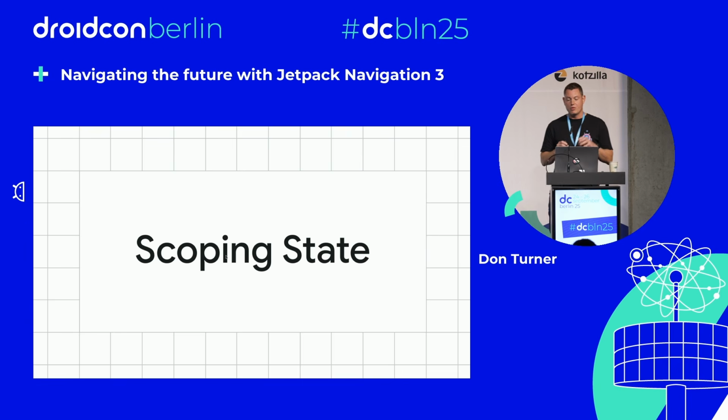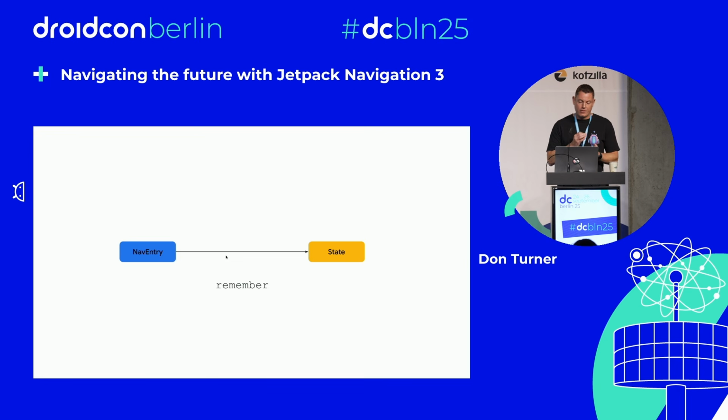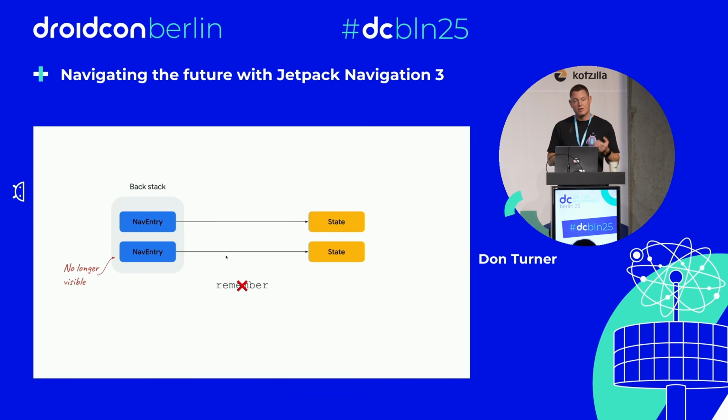That said, we do know that one of the things we wanted to build in from the start was scoping state at the entry level. So for normal composable functions, you would typically use the remember API to retain state between compositions. But for navigation, we need to retain the state for each screen when it's on the backstack, but it isn't visible. So remember doesn't work here. The logical API for this is remember savable, but remember savable only works if the composable using it re-enters the composition at the exact same position. And this isn't always the case with navigation.